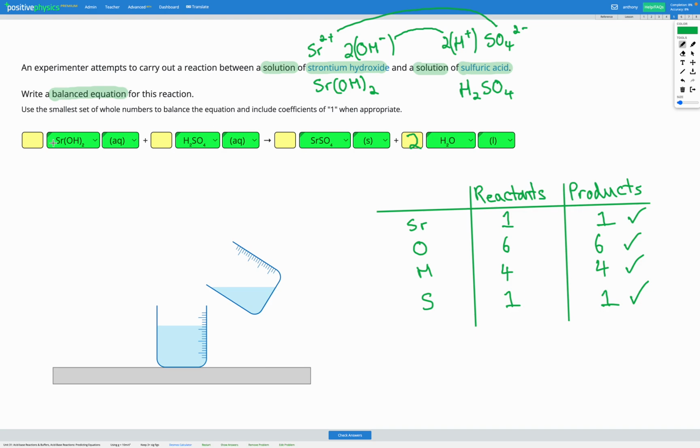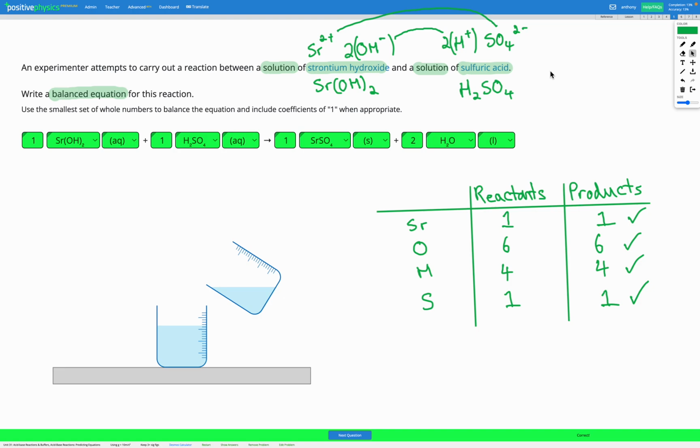So we can go ahead and enter in our numbers. Remember, typically we don't include a 1 coefficient when we're writing chemical equations, but on this platform you do need to include a 1 to show that you just have one of that thing. So we've got 1 strontium hydroxide, 1 sulfuric acid, 1 strontium sulfate, and 2 water.